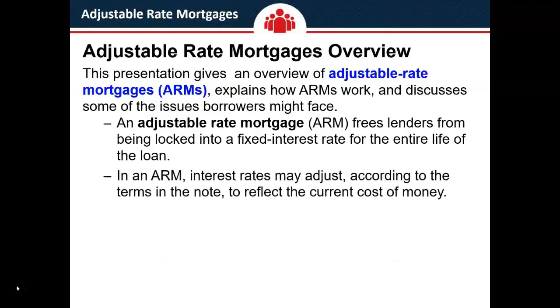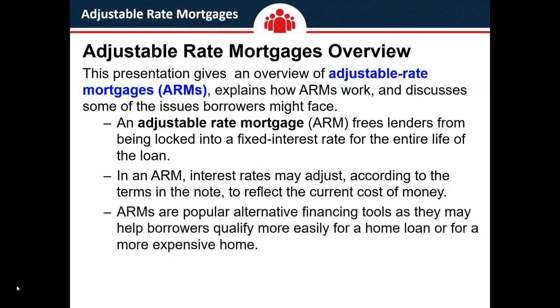In an ARM, the interest rate may adjust according to the terms of the note, the promissory note, and it reflects the current cost of money, meaning what's going on in our economy today. ARMs are a popular alternative financing tool, as many help borrowers qualify more easily for a home, or even help them to qualify for a more expensive loan, because usually with an adjustable rate mortgage, the rate starts a little bit lower than with the fixed rate mortgage.